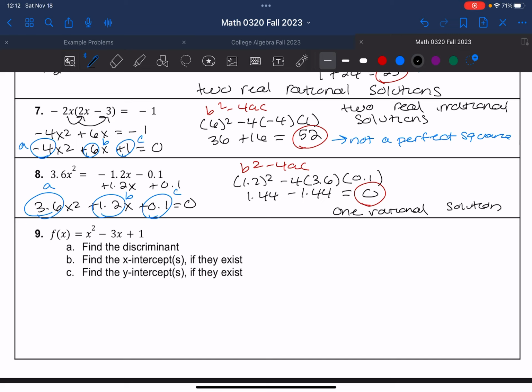Number 9 gives us an equation and it says find the discriminant. So that's the first thing we're going to do. So we have that b squared minus 4ac. Our a is 1 because we don't see anything. B is -3. C is that 1. So I have b squared, so -3 squared, minus 4 times a, which is 1, times c, which is 1. So this gives me 9 minus 4.